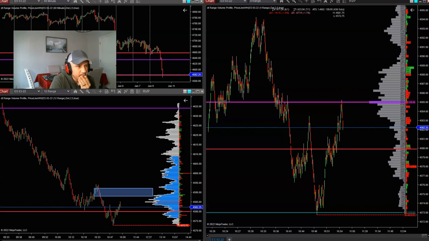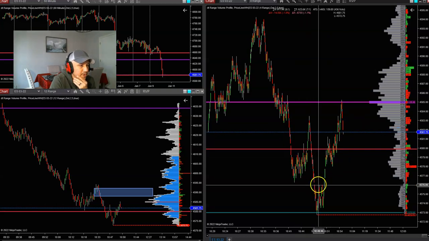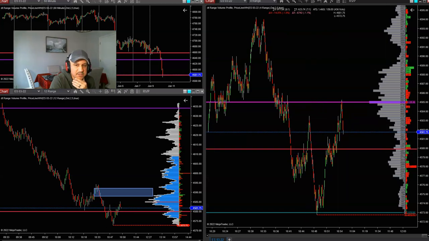And let's see. So if you look at the 4 range, price is actually breaking market structure to the upside, right? Okay, you can see that.